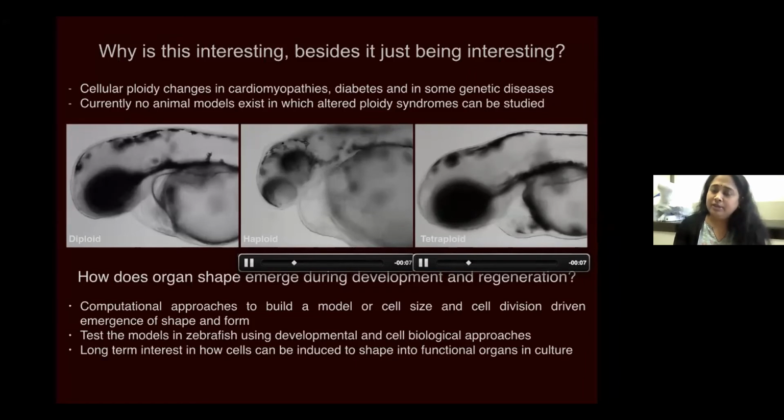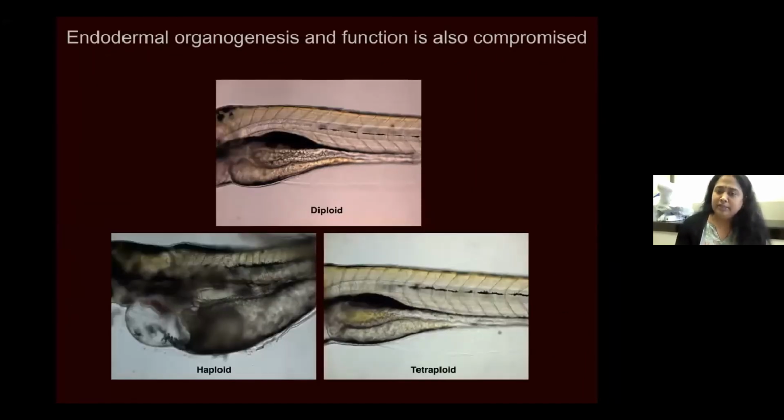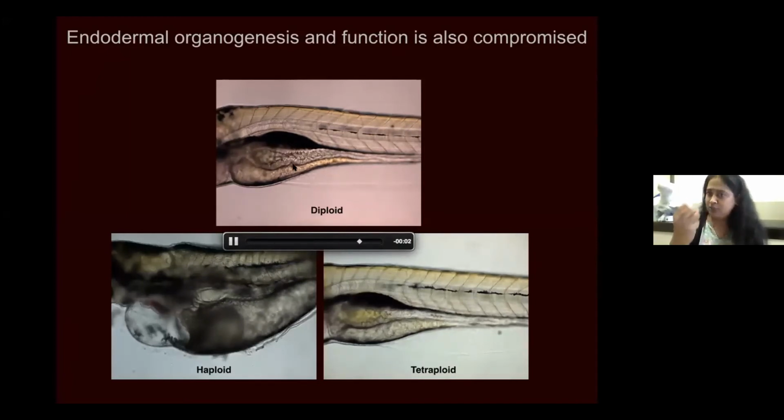The other thing is not just the heart, multiple organs in the embryo seem to be compromised. So this is the gut. The gut tends to undergo these peristaltic movements, and the wave propagates from the back end of the gut to the front end. So from the front, the wave emerges and then it retracts, and then it emerges and it retracts.